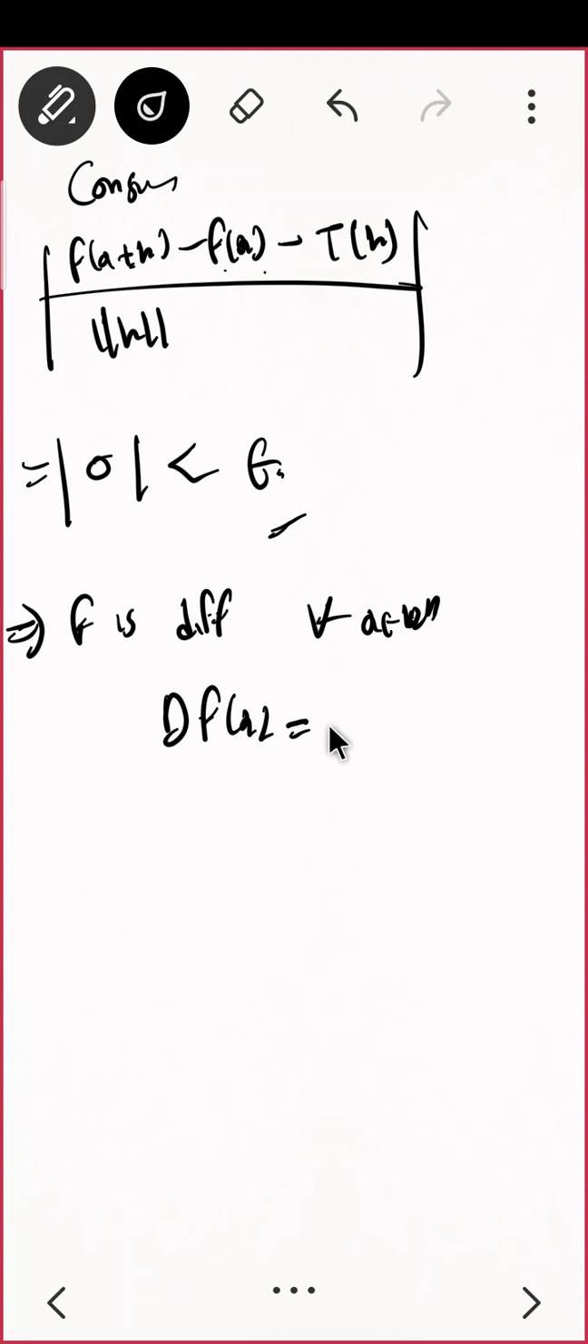Correct? Do you agree? f of a plus h minus f of a was my f of h, and T of h I also chose the same. So what is my conclusion? f is differentiable. That is, any linear transformation is differentiable for all a belonging to Rn, and df of a is equal to f for me. Derivative of a linear transformation is that f only.